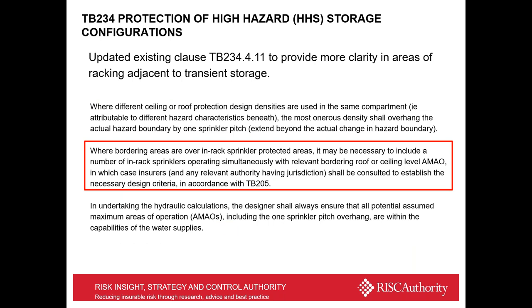Another change and another finding within the insurance industry is insurers are seeing more ST1 block storage located against racking type storage, ST4, within storage warehousing. Clearly, and it's stated in TB234, that there should be a 2.4 meter separation between differing storage configurations. However, this isn't always achievable, and where this is not achievable, what we are now saying is that hydraulic calculations must take into account fire spread from different types of storage configurations. So where you've got an ST1 up against an ST4 and a fire potentially starts in ST1, that fire could then transfer into the racking and set off additional sprinklers within the racking.